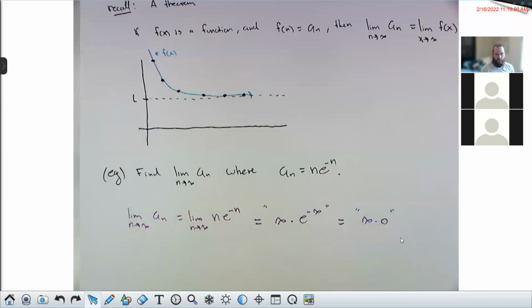What is infinity times 0? Does anybody know what that is? This is a bit of a trick question. Yeah, I'm getting a lot of conjectures that infinity times 0 is 0. Infinity times 0 is an indeterminate form.